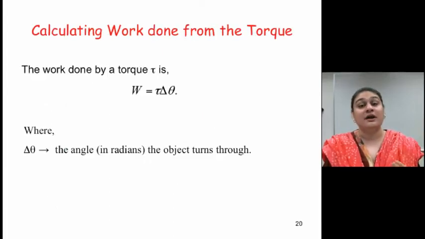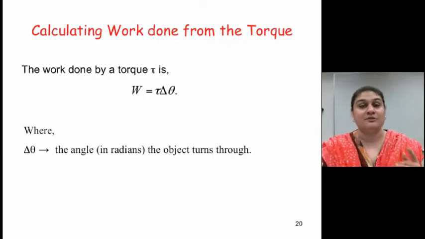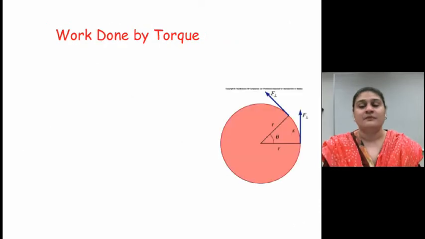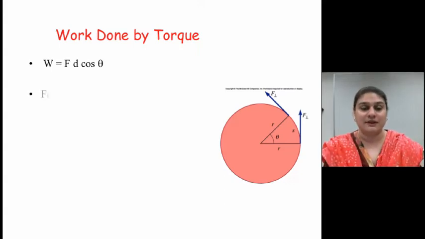So work done by torque, by definition, is given by torque times delta theta, because delta theta is the angle or the distance through which the object moves. However, be very careful in noting that this angle is not considered to be in degrees, but rather in radians. So again, going over a little bit of math, work done is given by F dot D, which is F D cosine theta.